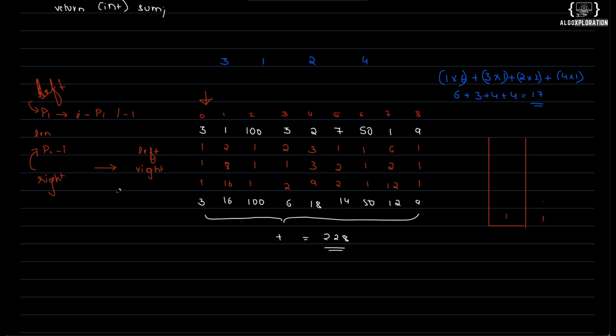I believe you got it. This is nothing but left into right. And this is left into right, which is coming from the above only, into A of I. And this is the summation of all this. So I believe you got it.